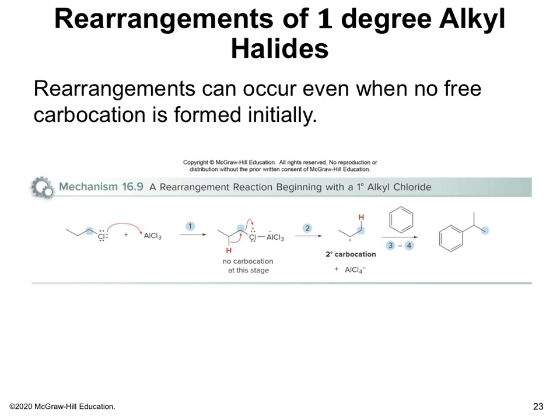Rearrangements can often occur even when there's no free carbocation. So even with a primary, you can get this, because it's like a complex, you can get an internal shift here, and that will happen.